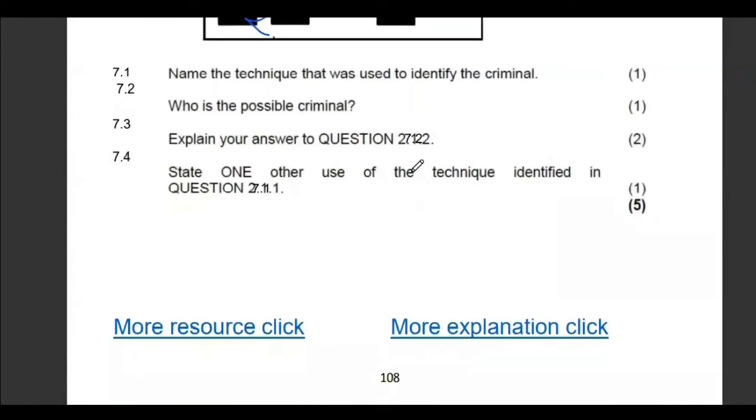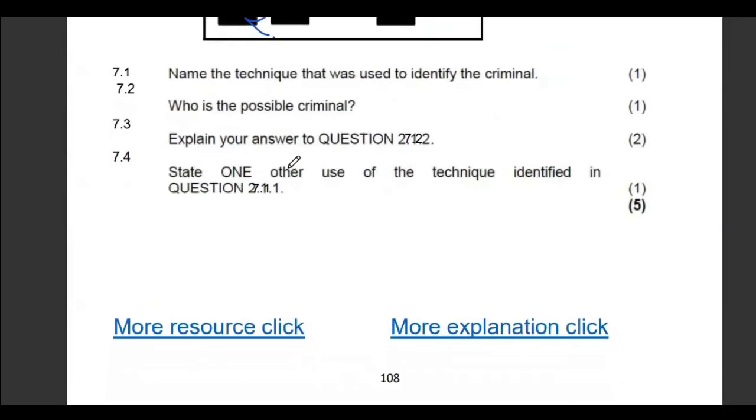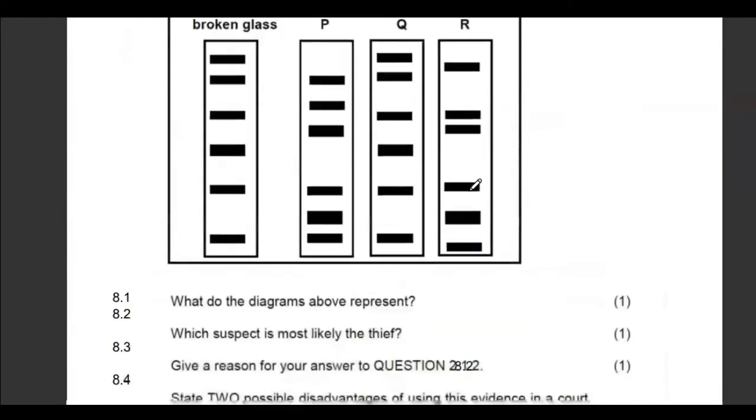State one other use of the technique identified in the question above, meaning DNA profiling. What is it used for? It can be used to identify relatives. They have already talked about the criminal, so you don't talk about that anymore. Talk about the identification of the perfect organ donor. You can talk about lost relatives. You can talk about diagnosis of inherited diseases. So there are so many uses when you are dealing with DNA profiling.